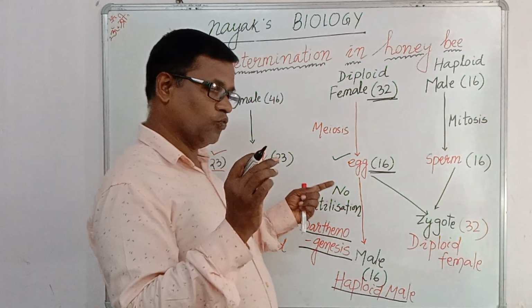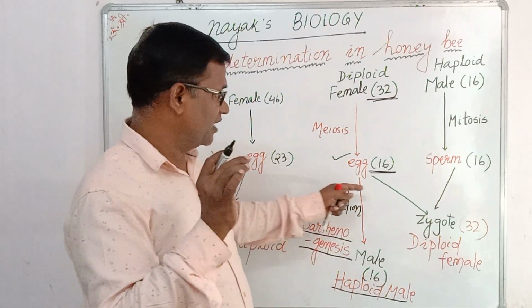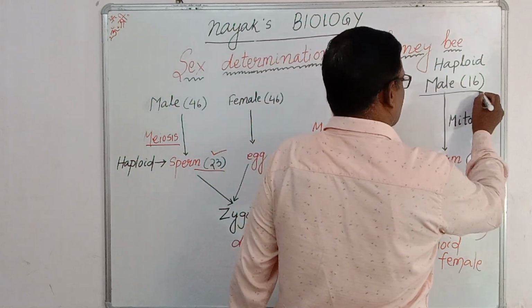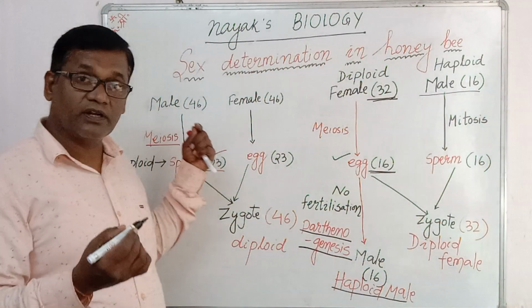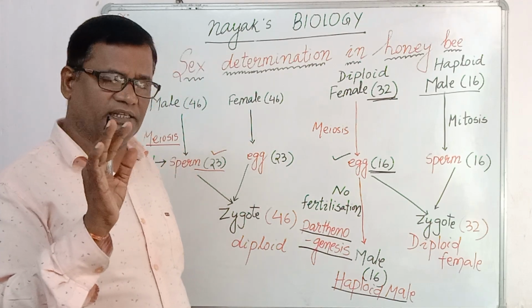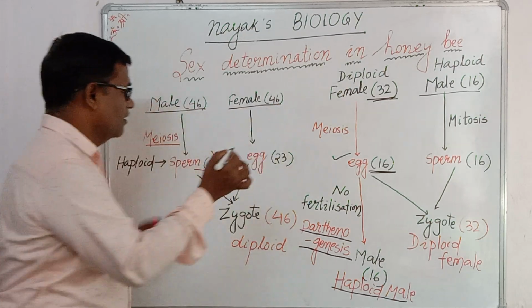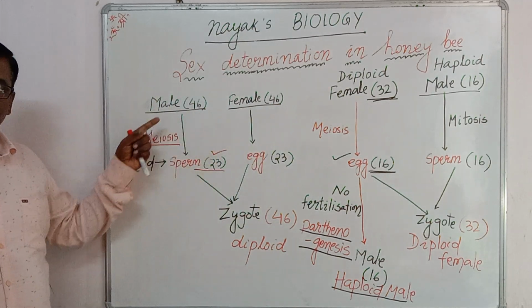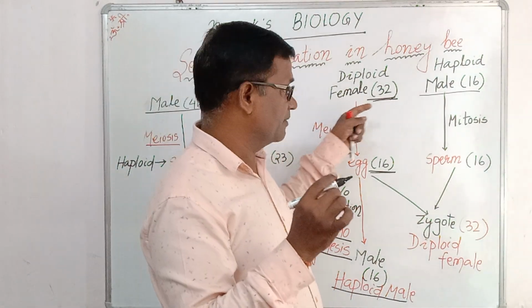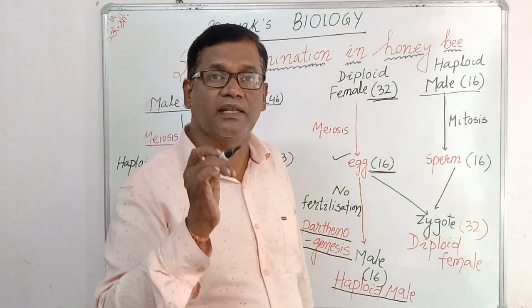Now, case 2, what happens? Suppose the egg is fertilized by the sperm. Before that, we have to discuss the male, because when we compare with our case, we can understand the concept very clearly. In our case, the mother and the male, both the male and female, are diploid. Here the female is diploid, but the male is haploid. That means there are 16 chromosomes in the male.